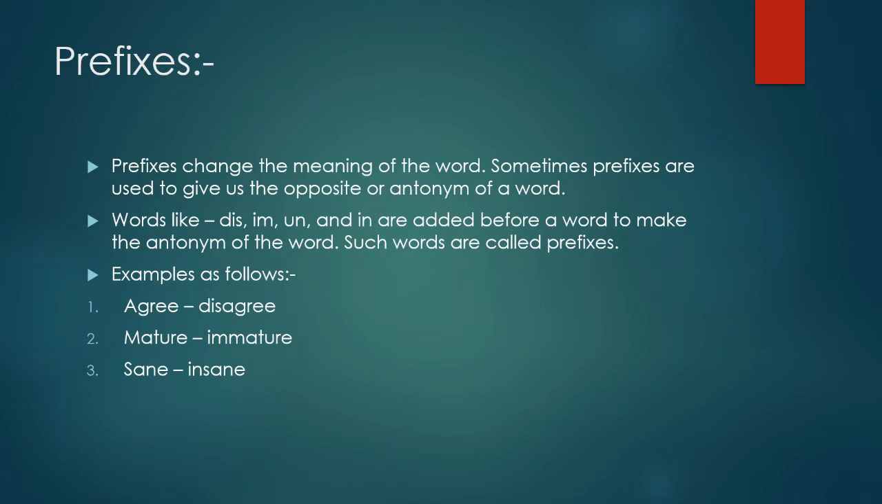The words like dis, im, un and in are added before a word to make an opposite or antonym of that word. For example, the first example is agree. If we add dis before agree, it becomes disagree. Second is mature. If we add im before mature, it becomes immature. Third example, same. If we add in before the word same, it becomes insane. This shows that it becomes the opposite of the word when we add a prefix to a given word.